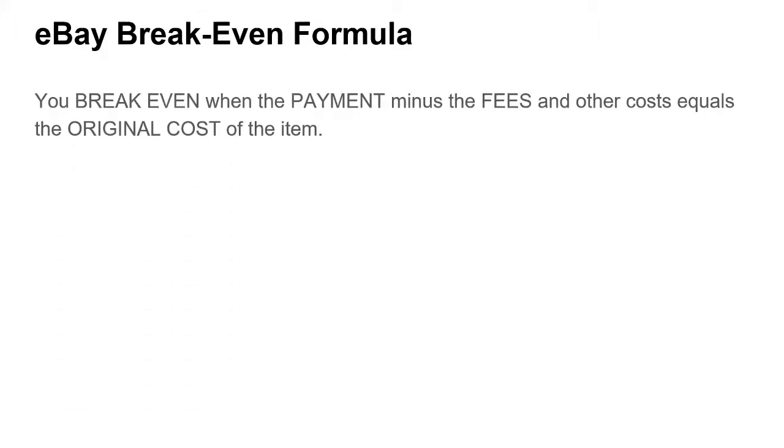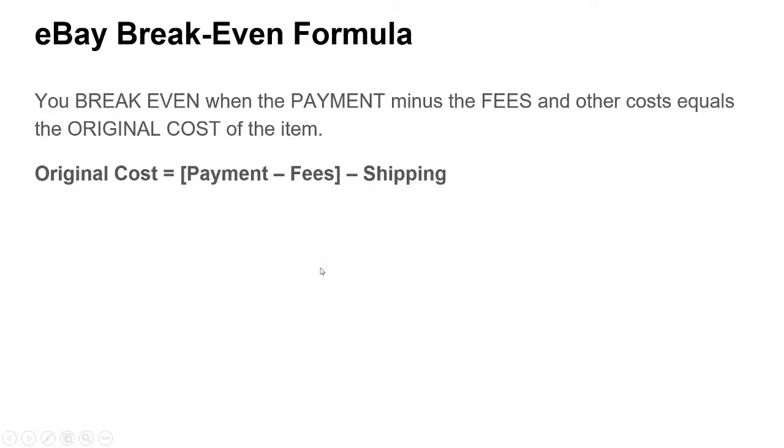Now, to do this, we derive an eBay break-even formula. Basically you break even when the payment minus the fees and the other costs equals the original cost of the item. So in other words, to set it up mathematically, the original cost of the item must be equal to the payment you receive from the buyer minus the fees, which means the PayPal fees, eBay fees, your listing fee if you have to pay a listing fee, and you can add in any other fees that you have personally, minus whatever you have to pay to ship the item to the buyer. Now if you're not paying anything for shipping, then this would just be zero.